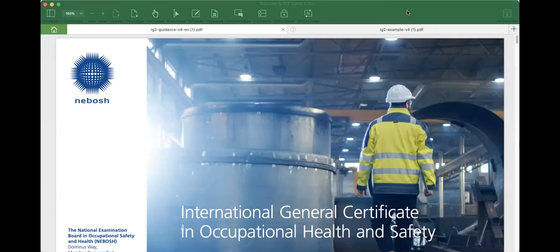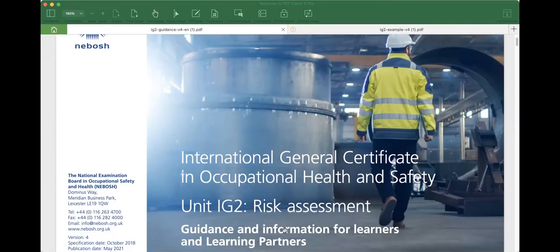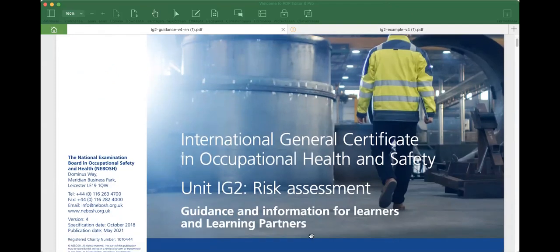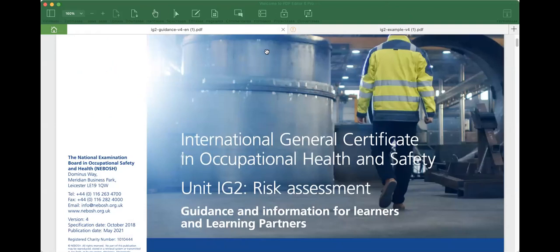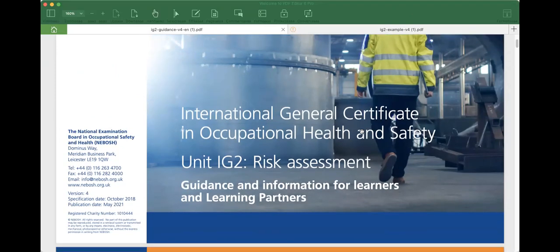Okay, get ready. I have just shared three types of documents with you via email. One is this, the IG2 risk assessment guidance and information for learners and learning partners. The other one is the example report produced by NEBOSH. And the other, the Word document, is for you to work on your risk assessment.